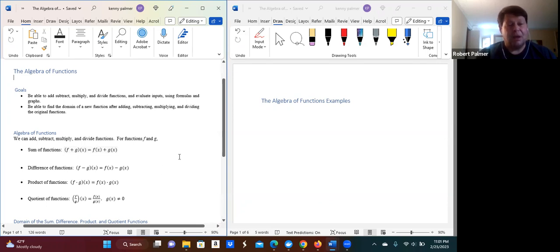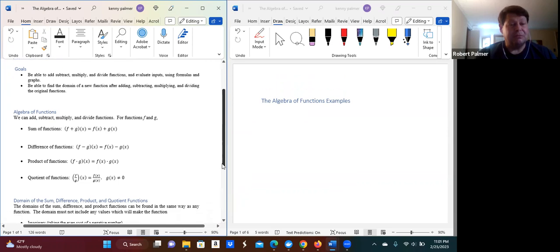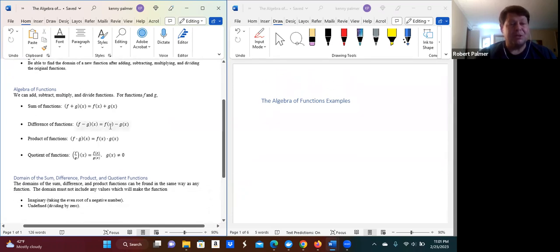Difference or subtraction, f minus g of x. This means we take the function f of x and subtract from it g of x. Since subtraction matters in general, it also matters here. If we change the order, it's a different function, although only different by a negative. And then the product of functions, f times g of x, just means we multiply the functions together. Once again, with multiplication the order doesn't matter, so this is the same as g times f of x.